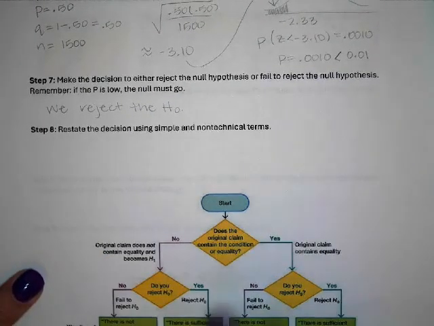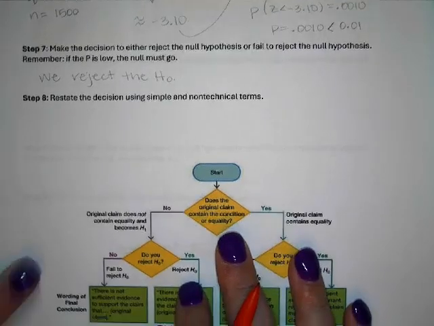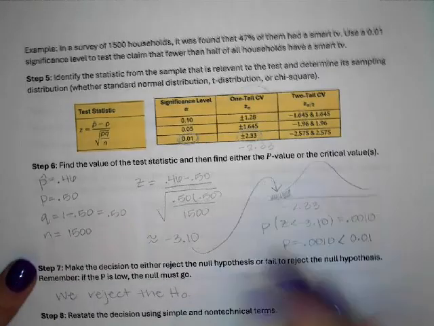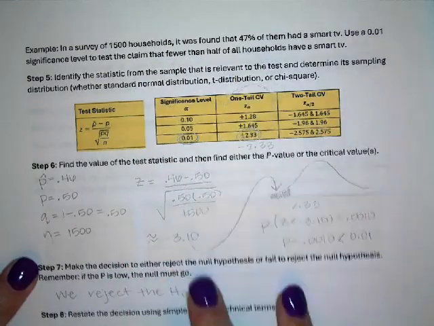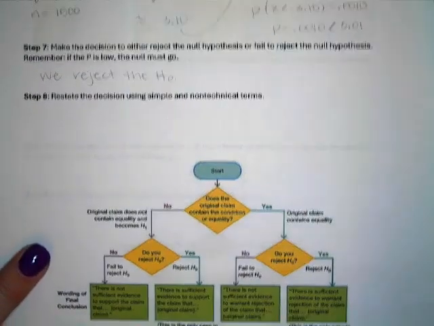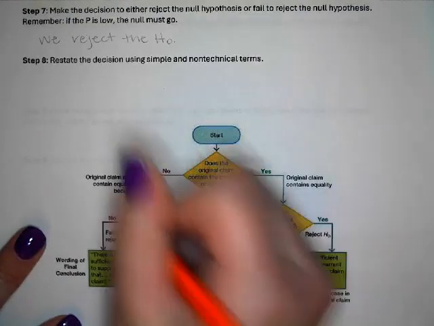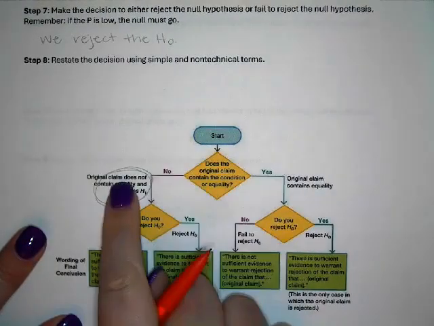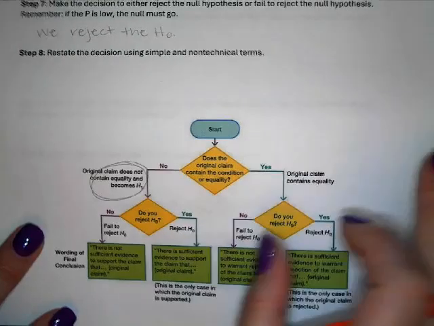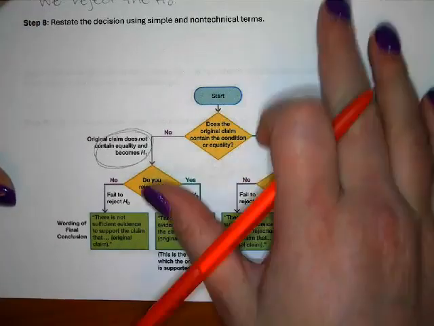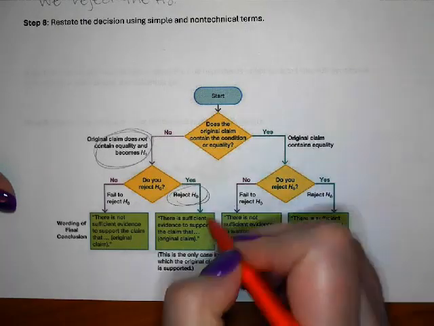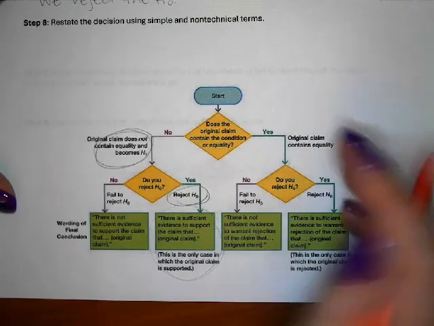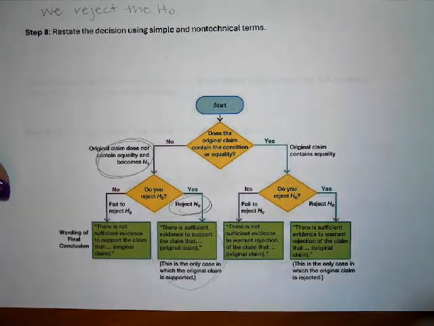Okay, so if we look back at the original problem, did it say equality? It said fewer than half of all households. So that did not say exactly half, that said fewer than half. So the original claim does not contain equality. Did we fail to reject the null hypothesis, or did we reject it? We rejected the null hypothesis, and so that means this is the sentence starter that we're going to use. So we're going to say there is sufficient evidence to support the claim.